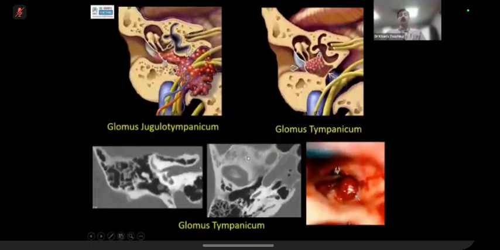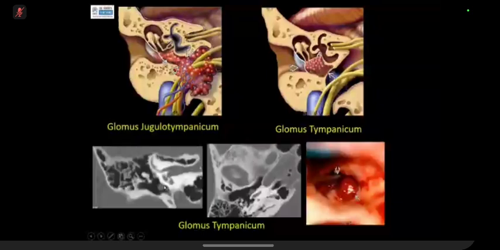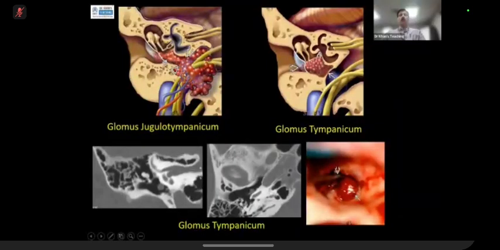When it is just in the tympanic cavity, as in the middle ear cavity, we call it glomus tympanicum. But when there is a large tumor which goes from the jugular foramen and penetrates and goes into the middle ear, because this is just superior to that, you remember the anatomy, we will call it glomus jugulotympanicum. So this is a glomus tympanicum, this is jugulotympanicum, and this is only tympanicum.